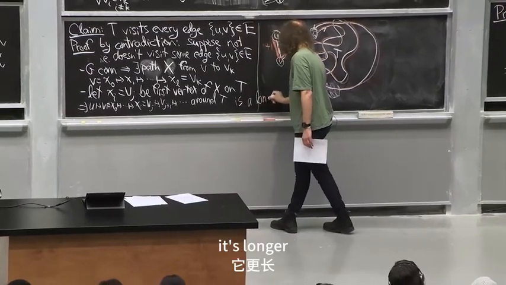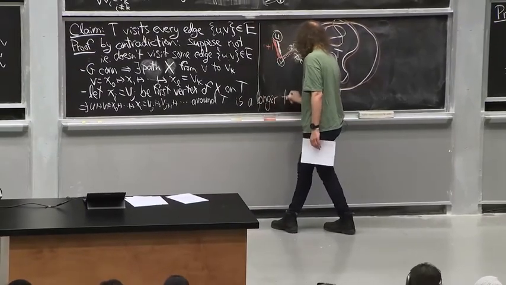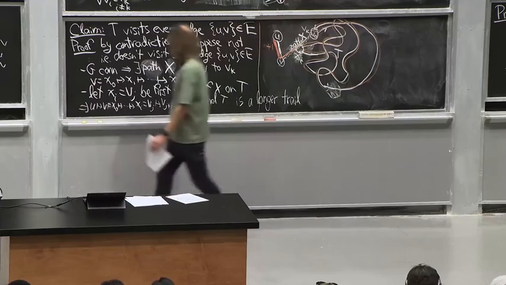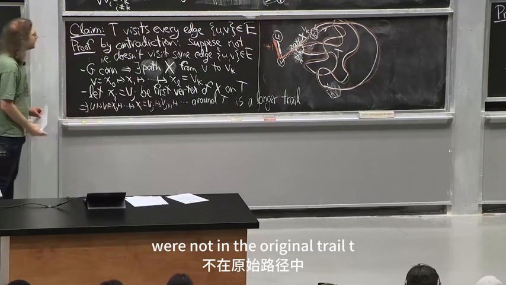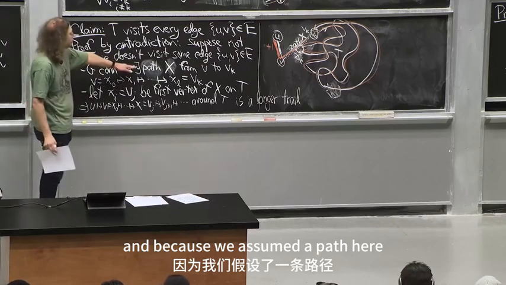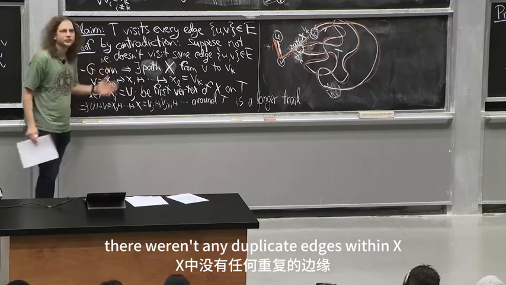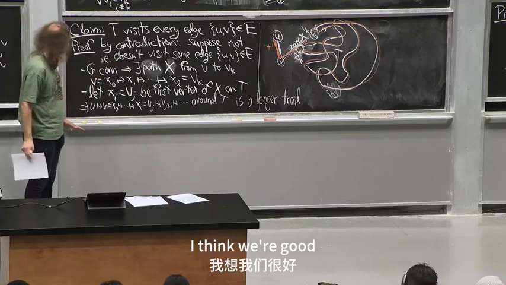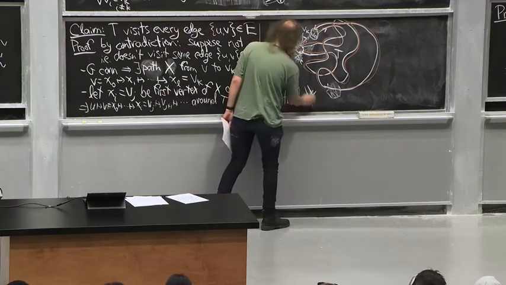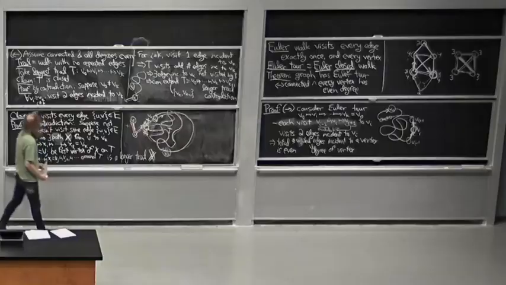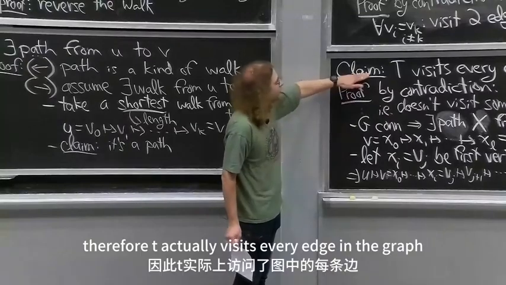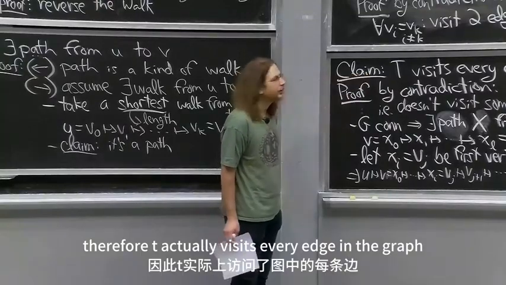So it's longer. And it'll still be a trail, because all the edges that we added were not in the original trail t. And because we assumed a path here, there weren't any duplicate edges within x. And so I think we're good. And that proves a contradiction, because we assumed that t was a longest trail. Therefore, t actually visits every edge in the graph.